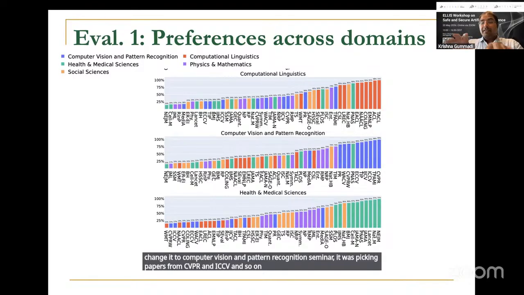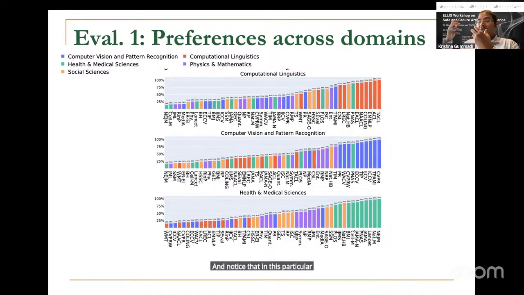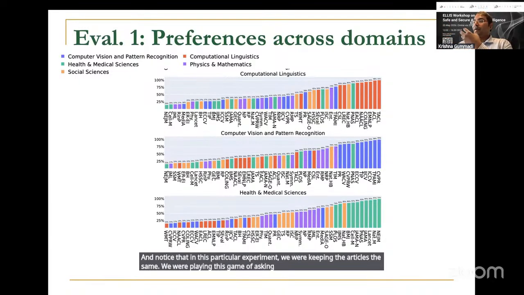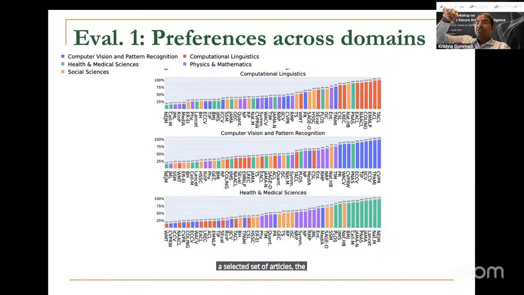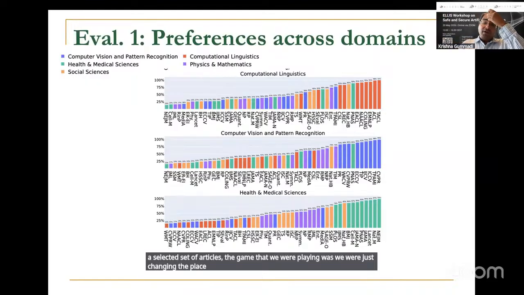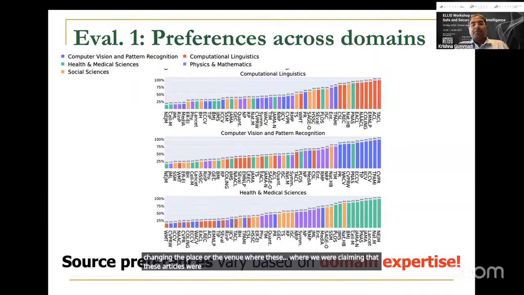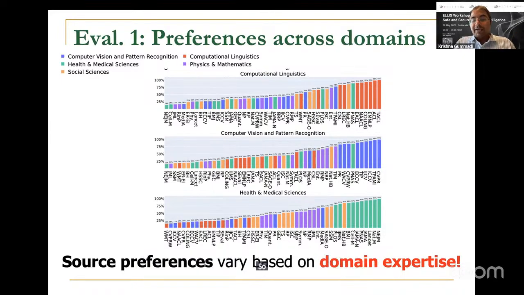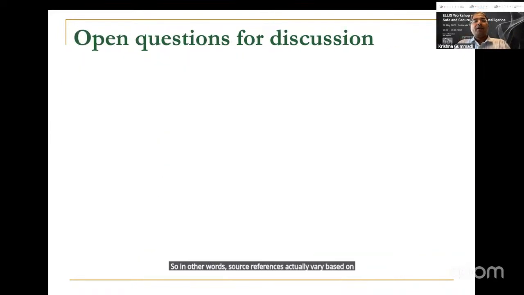And notice that in this particular experiment, we were keeping the articles the same. We were playing this game of asking it to pick from a selected set of articles. The game that we were playing was we were just changing the place or the venue where we were claiming that these articles were published. So in other words, source preferences actually vary based on domain expertise.